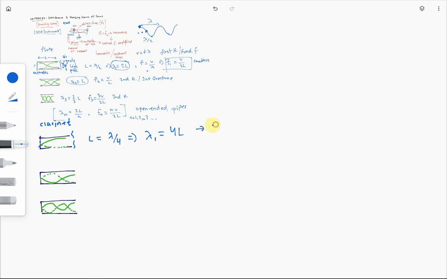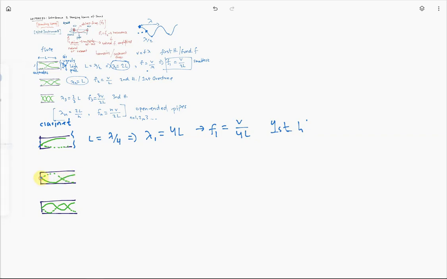Corresponding to that, the first harmonic frequency is speed over lambda, which is V over 4L. This is the first harmonic. Okay, the second harmonic looks like this, and here we are just looking at the shape.